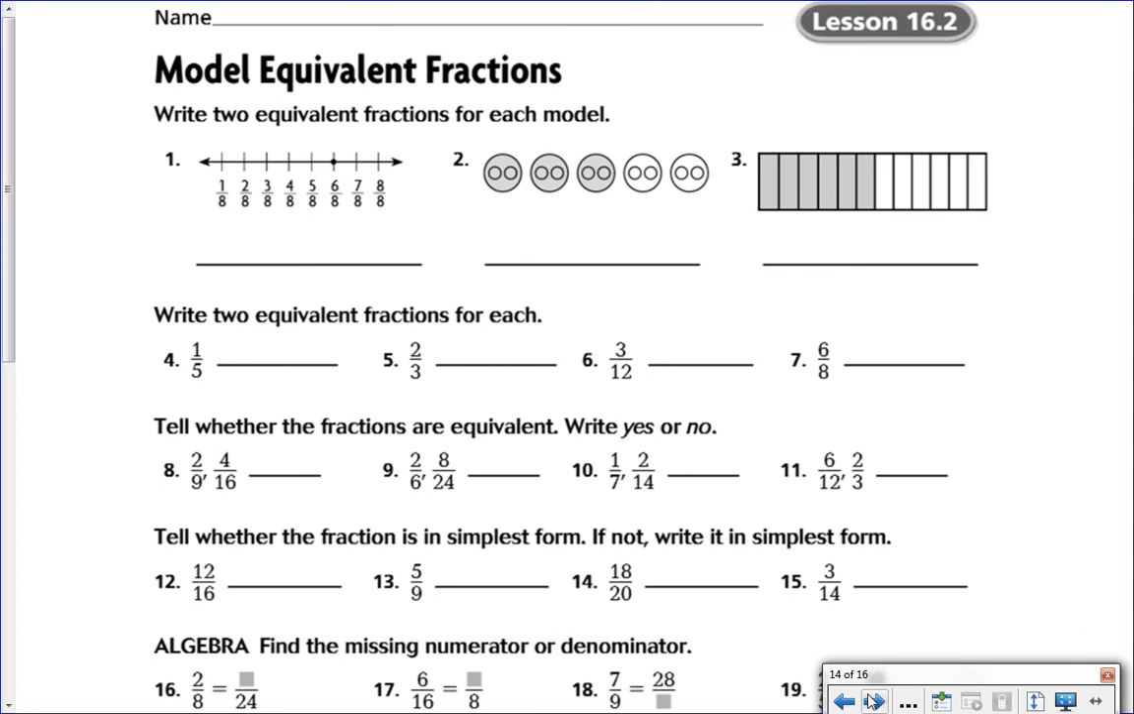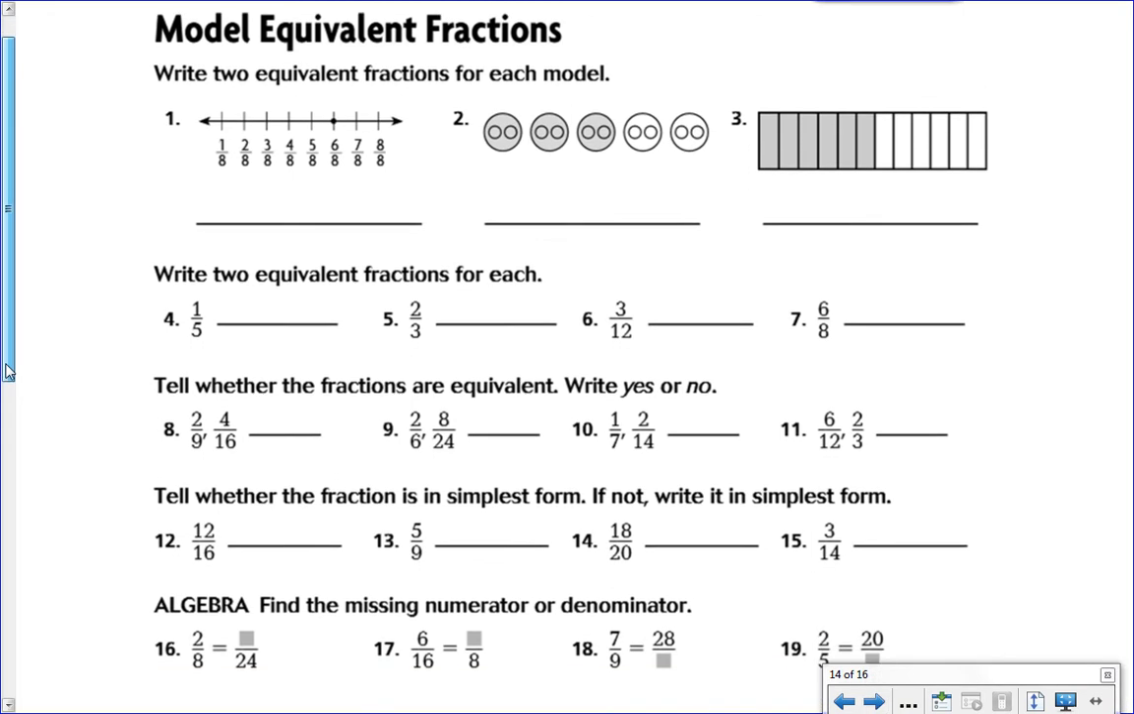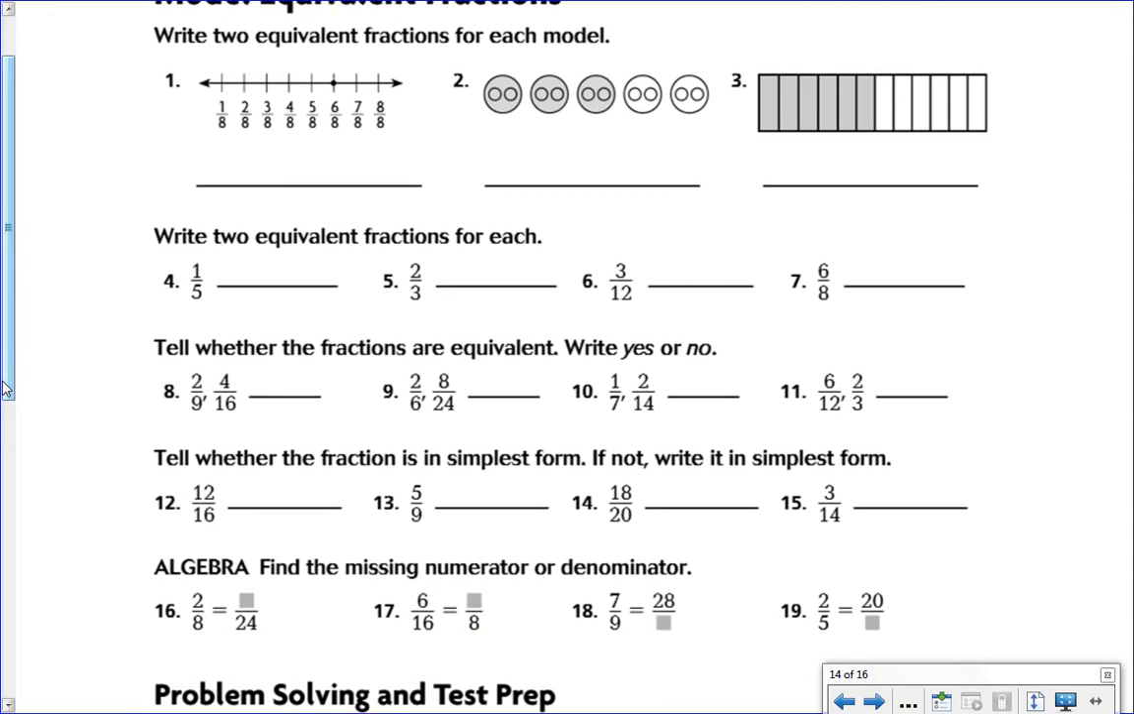Okay, so this is a copy of our practice book page. We'll do a couple on our own. We didn't really talk much about number lines. We will go over that tomorrow or the next day. So looking at the models, we'll do the number lines together so you can kind of see how to do that. Equivalent fractions for each model.